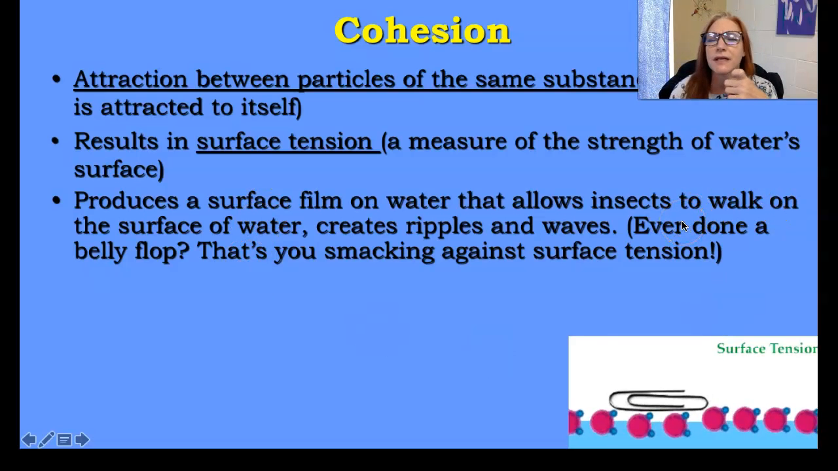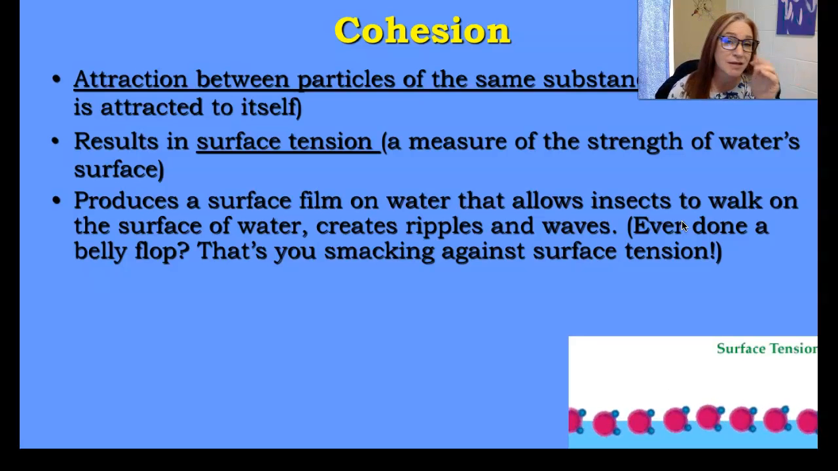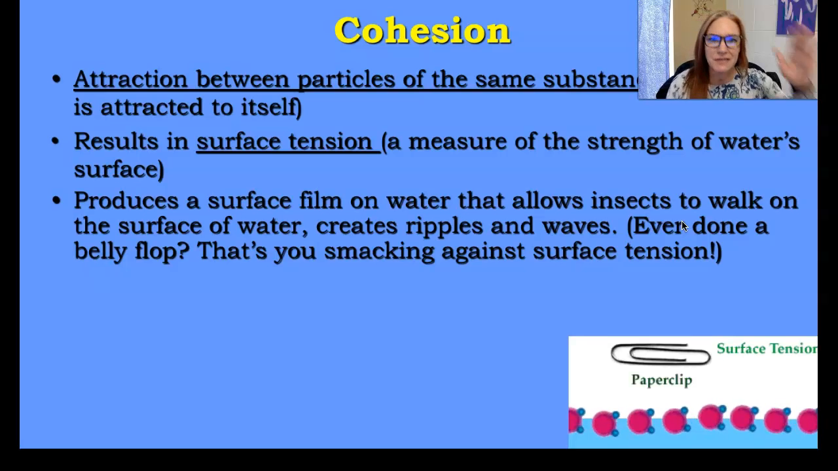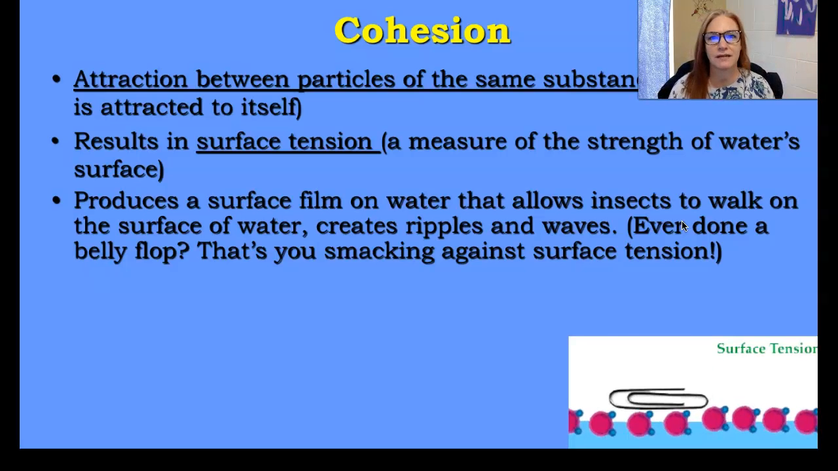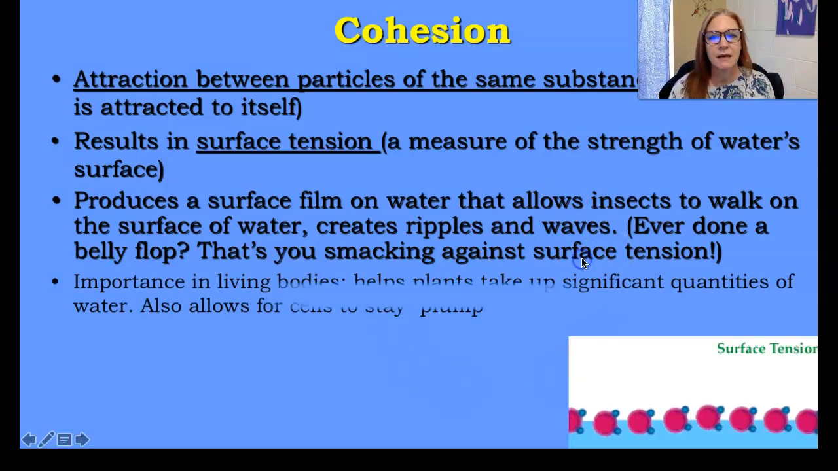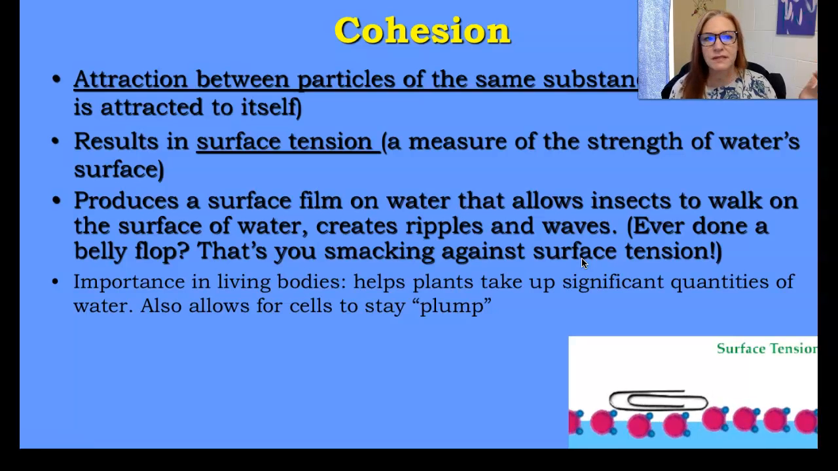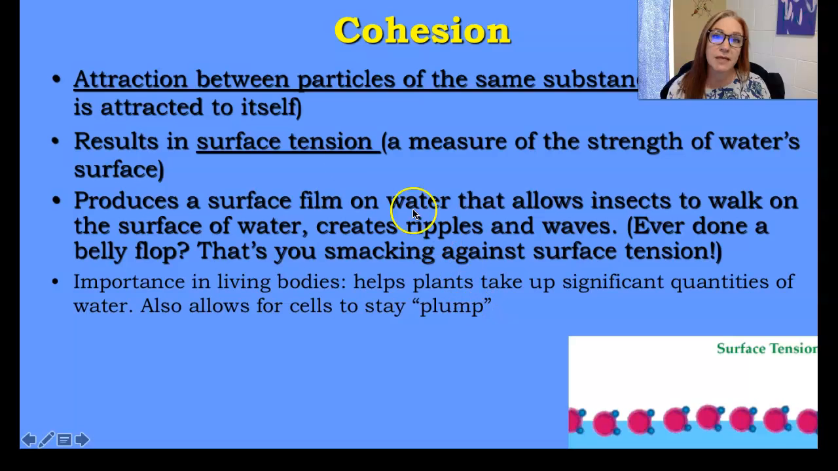You may have some experience with surface tension as well. If you've ever done a belly flop into a swimming pool or a lake, when you spread out your weight, you smack off the surface of the water because of the surface tension. It's kind of pushing back on you. It also causes what we see in waves, ripples, and curls on waves. That's all because of cohesion.